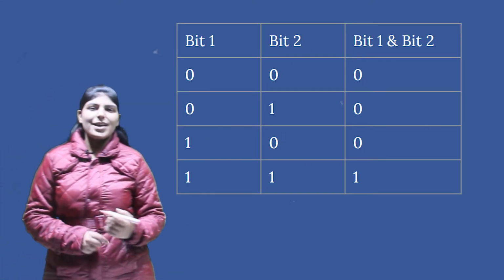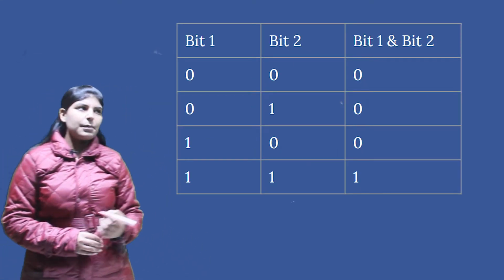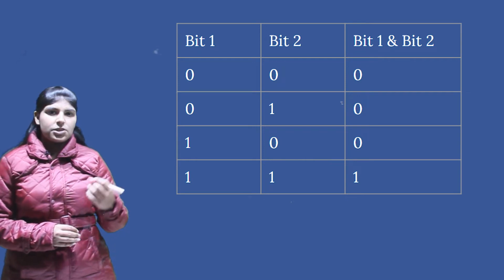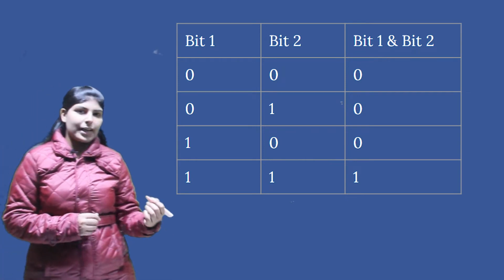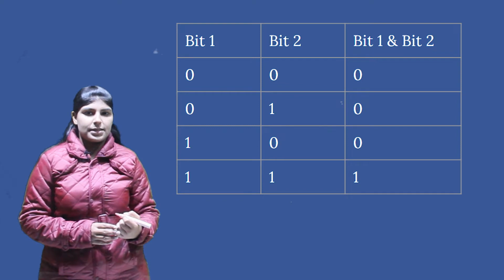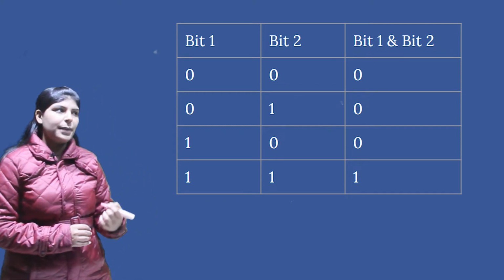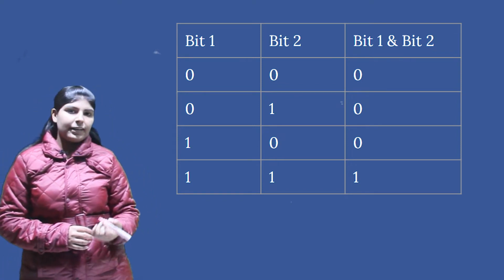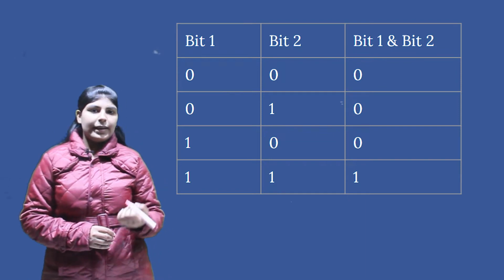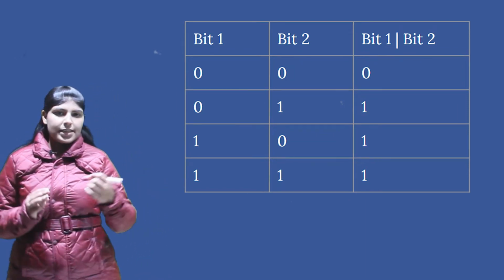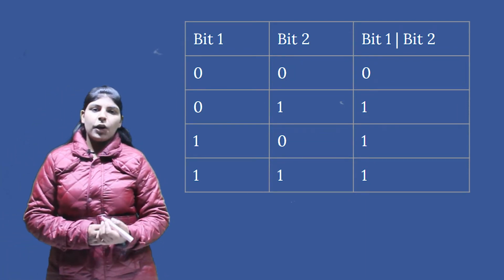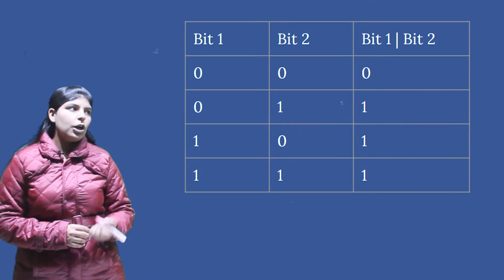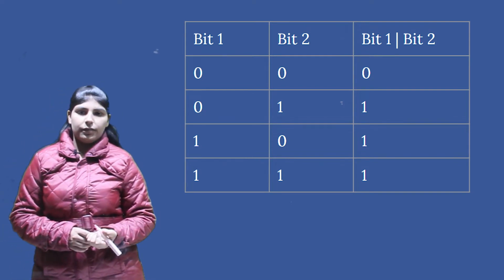First we have the bitwise AND operator. It is similar to the logical AND operator. The difference is, instead of working on expressions, it works on individual bits. If any one of the bits is 0, bitwise AND returns 0. Next we have bitwise OR. It is similar to logical OR. If any one of the bits is 1, bitwise OR returns 1.